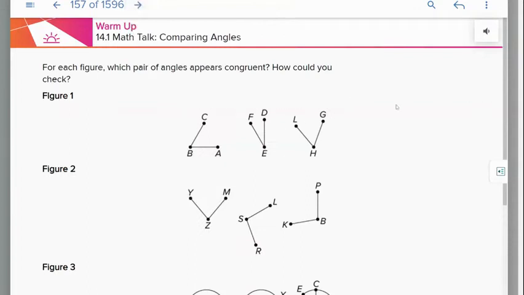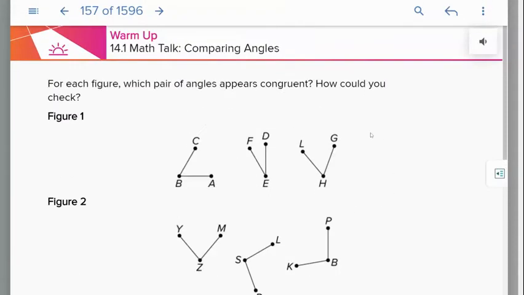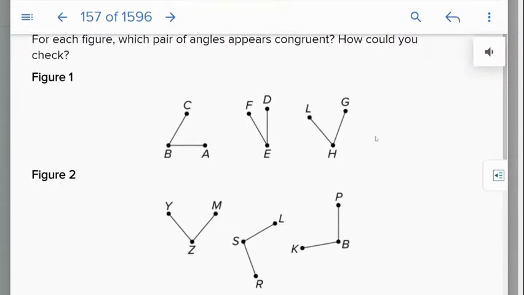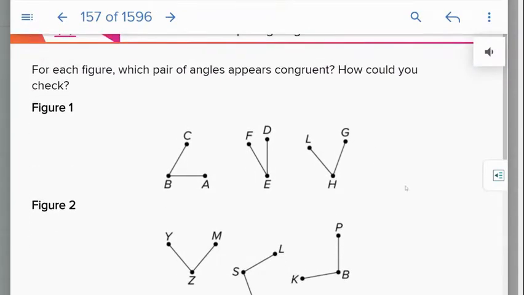So our warm-up, 14.1, we're comparing angles. For each figure, which pair of angles appear to be congruent? How could you check? So remember, congruent, what does that mean? What do you think it means? A simple way to put it, in figure 1, which pair of angles seem to be congruent?